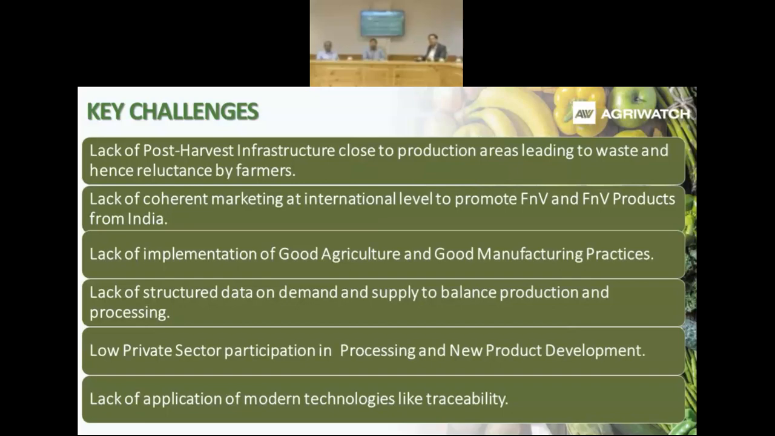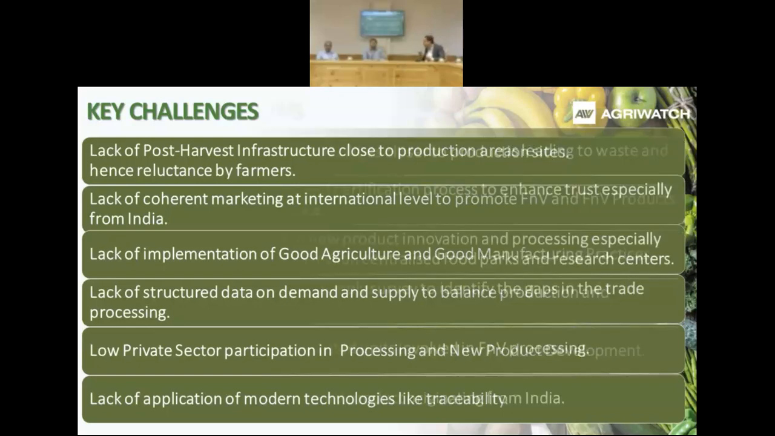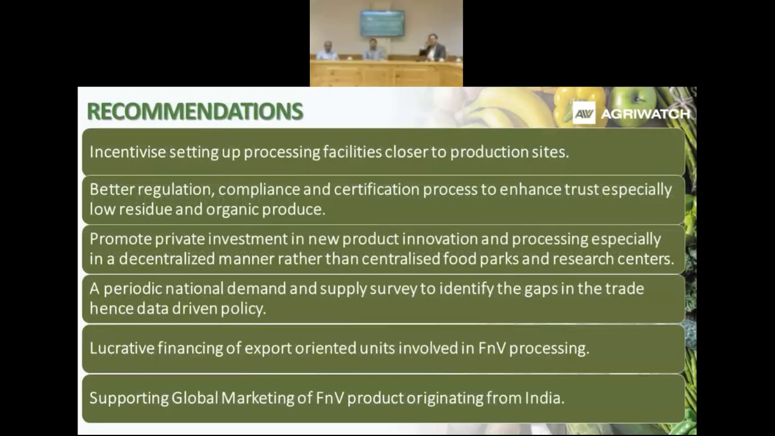Lack of structured data on demand and supply to balance production and processing. Same thing which I was saying, that I think Nitya should ask, you should commission us to do this survey for you. Low private sector participation in processing and new product development, lack of application of modern technology like traceability. Now, this is very critical. Now, recommendation: incentivize setting up processing facilities closer to the production site, better regulation, compliance and certification processes to enhance trust, especially for low residue and organic produce.